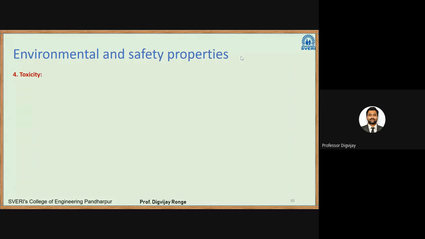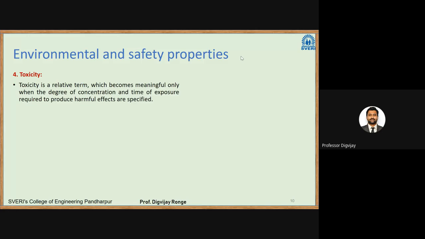So we'll continue today's lecture with the remaining environmental and safety properties. Today we are dealing with safety properties. There are two safety properties: first is toxicity and second is flammability.